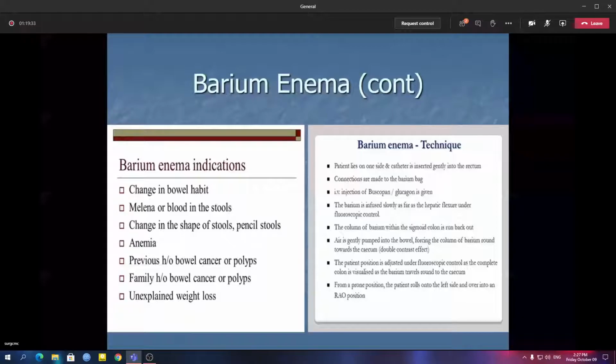See, you have given the dye per anum, so the dye has gone like this. Here the dye has passed into the terminal ileum. That means the ileocecal valve is incompetent. Okay.